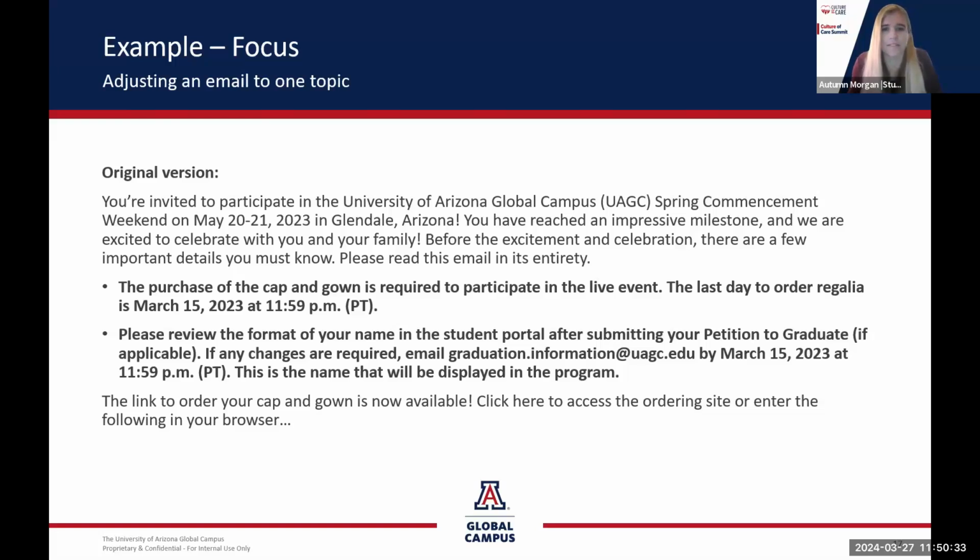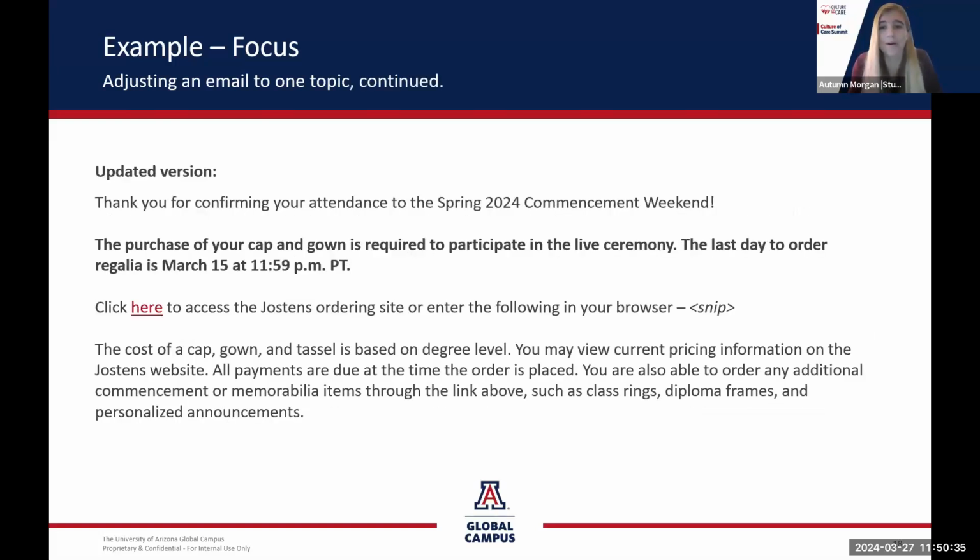For the updated version that we did, we got it quite shortened down. It's still pretty lengthy just because we wanted to include a lot of information, but I definitely think we used the inverted pyramid, where we provided the need-to-know information first and then some nice-to-know information at the end. So what we did is we verified attendance, confirming attendance for those students that actually RSVP'd, so it was a little bit more clear after they RSVP'd yes that they are attending. Putting the purchase of the cap and gown on its own line, keeping it bolded, and noting that it is required to participate in the live ceremony.